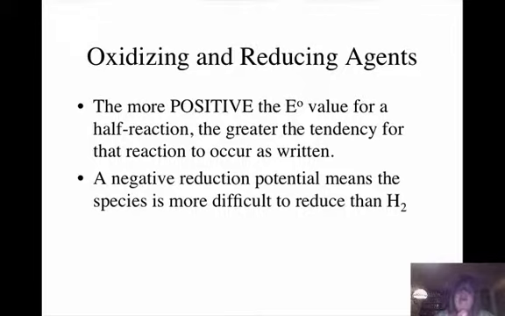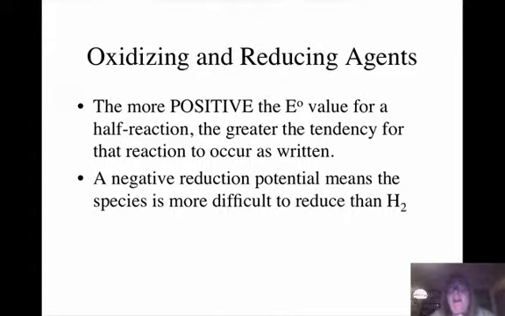Now, if you have a very positive reduction potential for a half reaction, the more positive it is, the greater the tendency for that reaction to occur. If you have a negative reduction potential, what that means is it's more difficult to reduce than hydrogen.